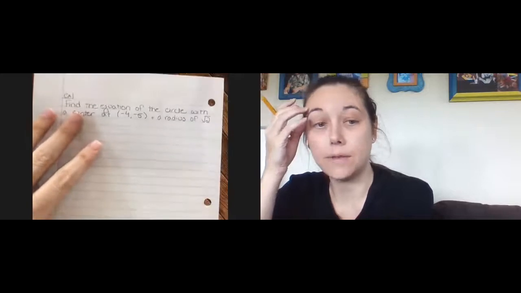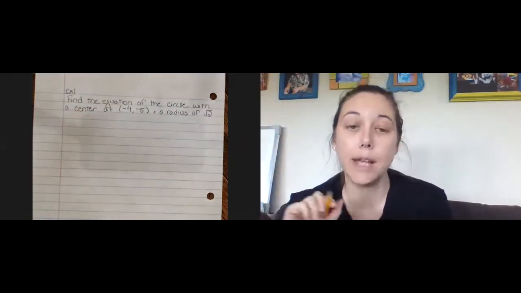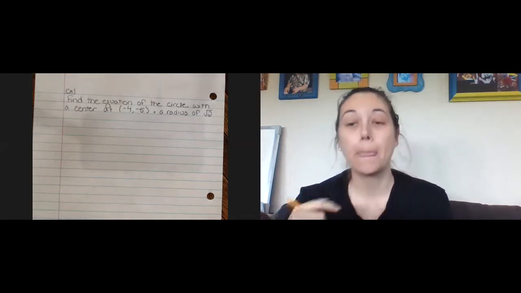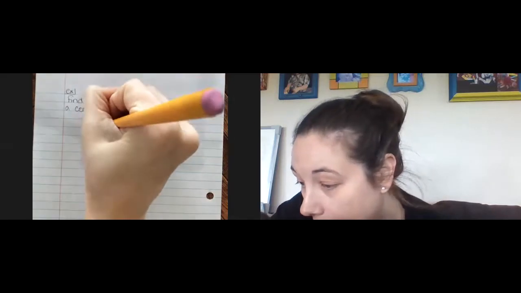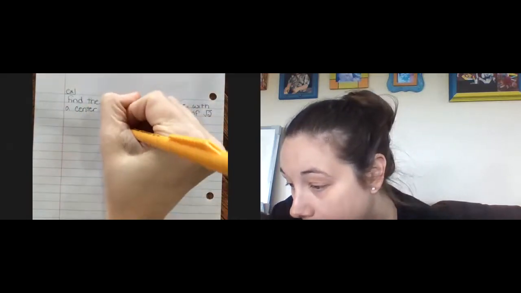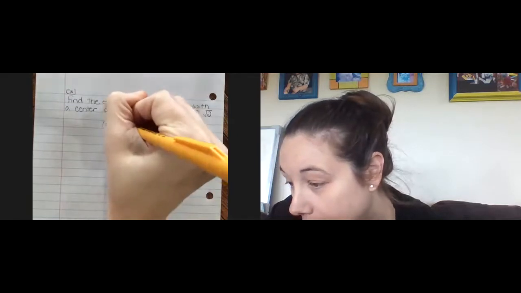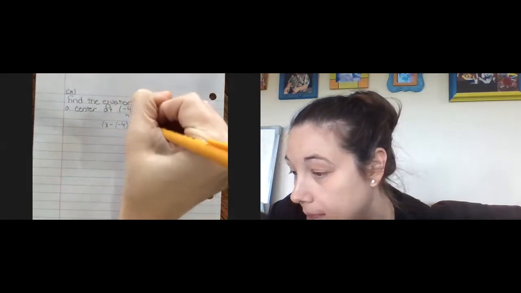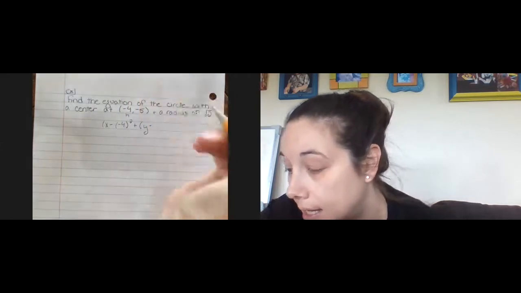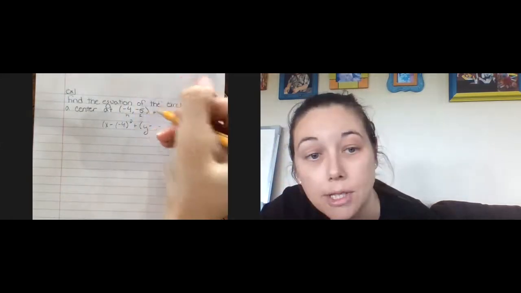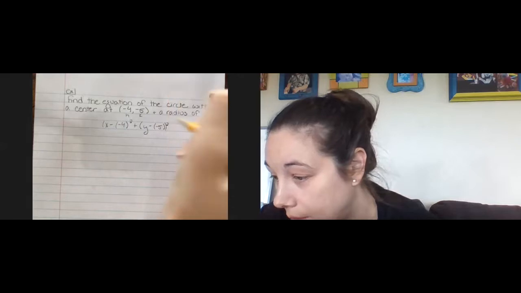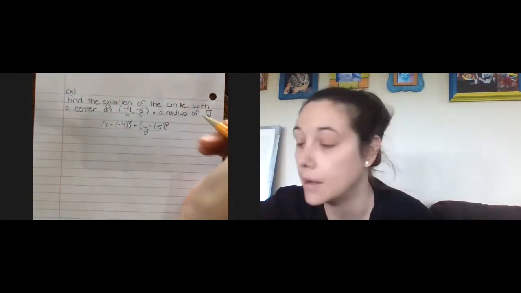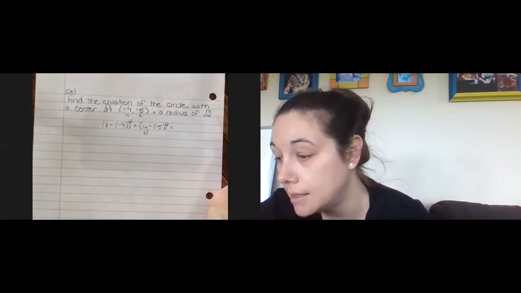Let me do a quick example with you. So let's find the equation of a circle with the center at (-4, -5) and a radius of the square root of 2. Let's go ahead and just input this information into our equation. So x minus our h, which is -4, squared, plus y minus our k, which is -5, squared. I'm missing another parenthesis there.